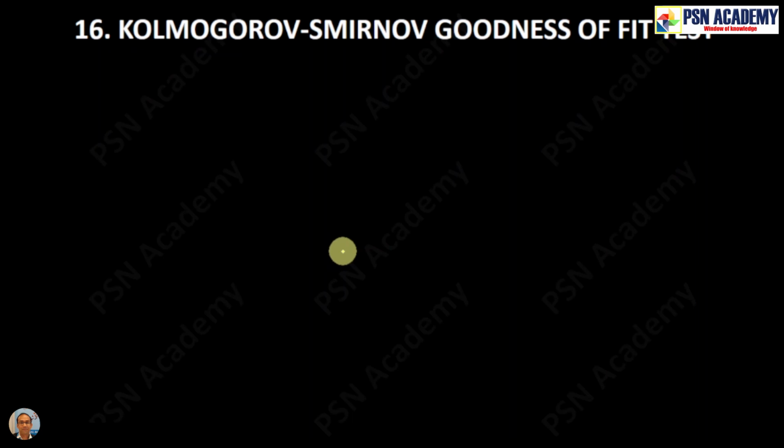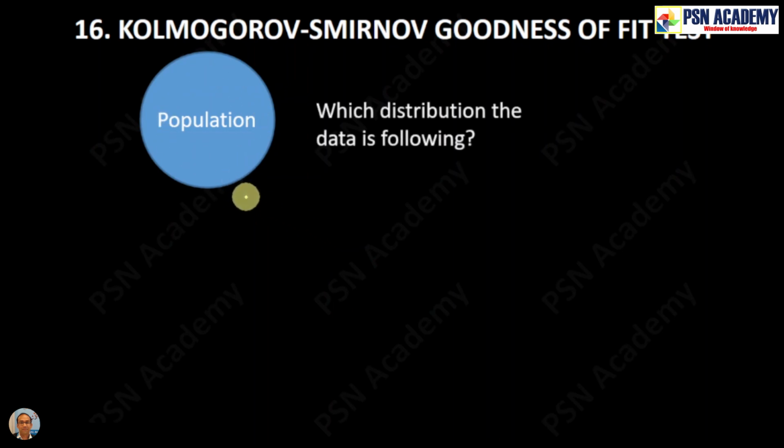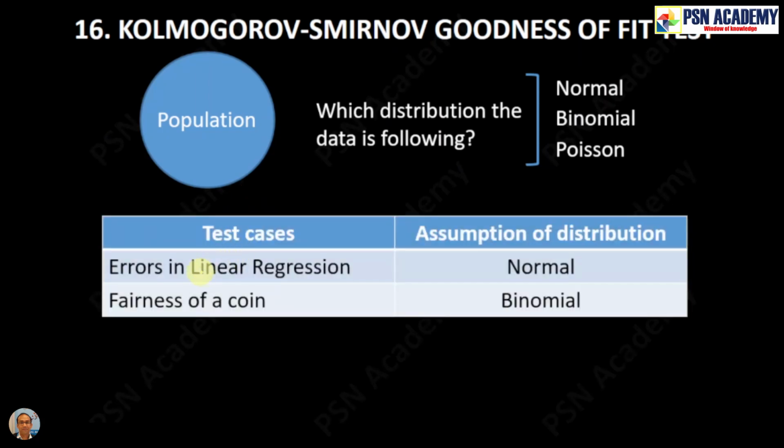Next, we go for the Kolmogorov Smirnov goodness of fit test, kstest in short. It talks about how far your assumption regarding a population is correct. For example, you have a population of data and you do not know actually what is the distribution of this population. So it may be normal, it may be binomial, it may be Poisson, or any other distribution you may have. For example, say errors in linear regression. We generally assume that the errors in linear regression have a normal distribution.